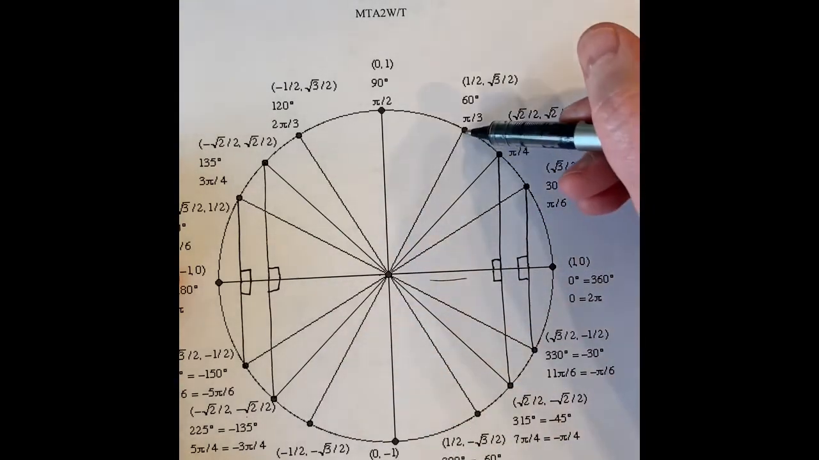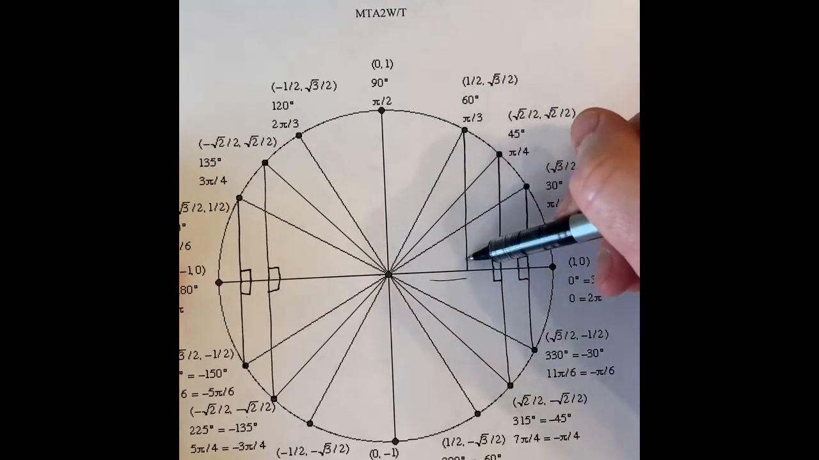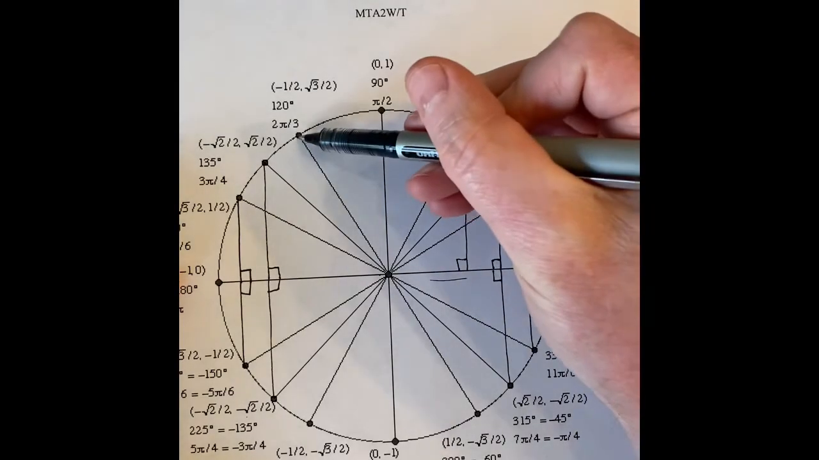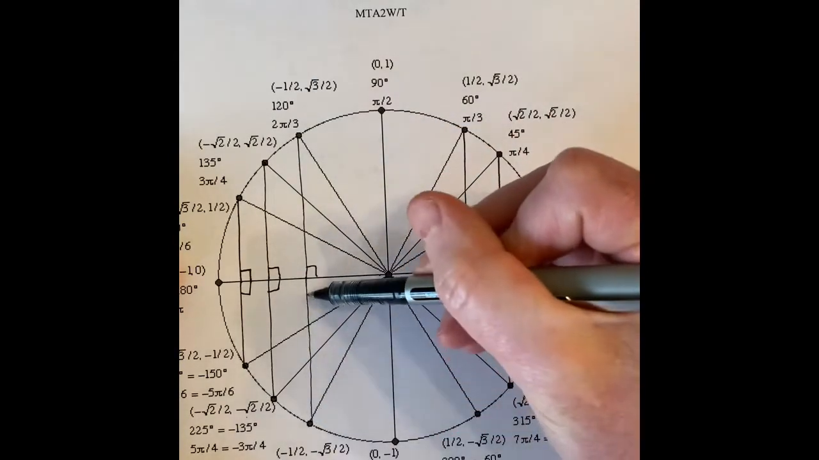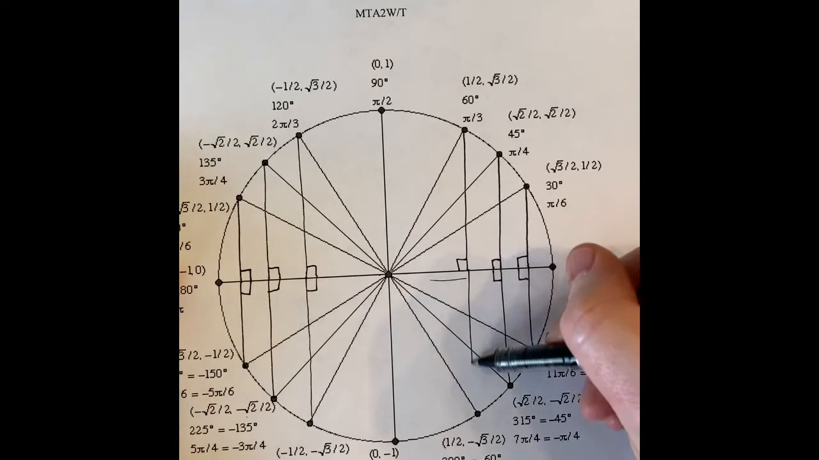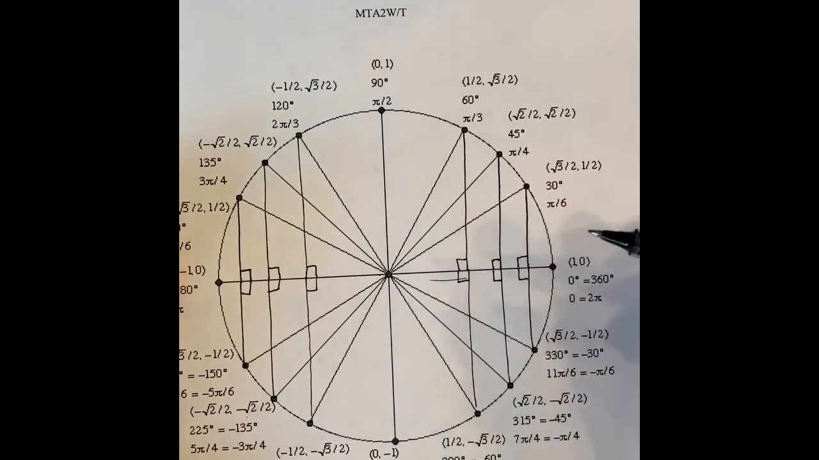Now, with the same thing in mind, here are your 60, 30, 90s. There's a 60, 30, 90. There's a 60, 30, 90. And there is a 60, 30, 90. And those have the same coordinates as the 30, 60, 90, except they're switching the order.